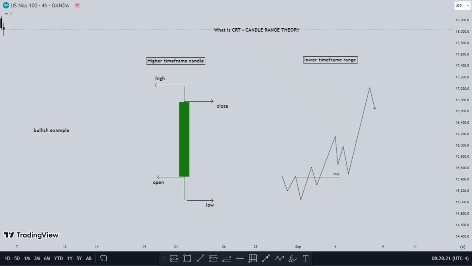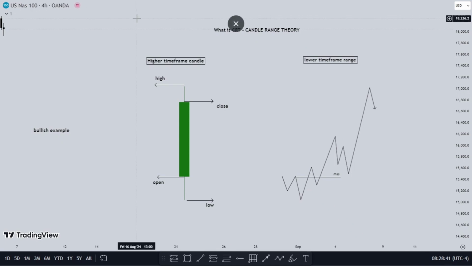Now, this simply means that every candlestick that you see in the market is a range in the lower time frame. So if you see a candlestick on a 15-minute time frame, just know that that same candlestick is a range on a 1-minute time frame, or every time frame lower than the M15.